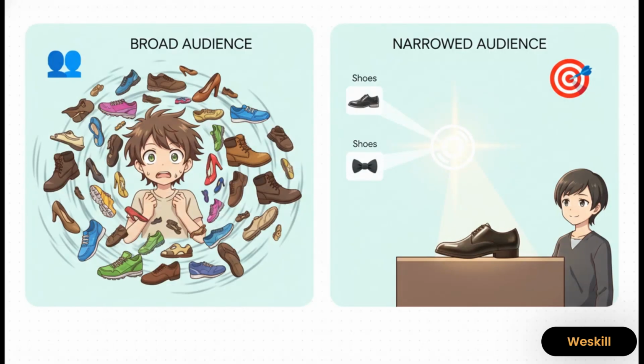Let's just look at this example, right? If you're selling dress shoes, targeting everyone who likes shoes is way too broad. You're going to get people looking for sneakers, for boots, for everything. But if you narrow it down to people who like shoes and also like formal wear, you filter out all that noise. And what you're left with is this laser-focused group of people who are way more likely to want what you're selling.